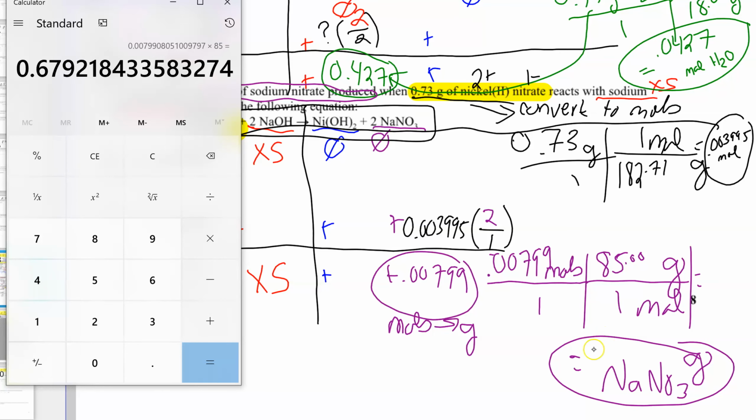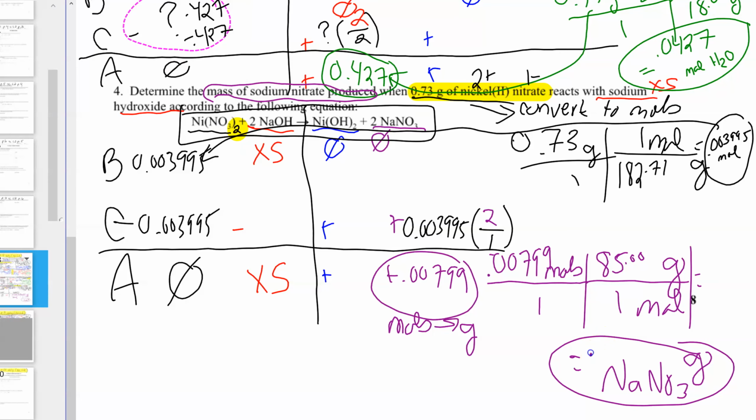Take that number in your calculator, times 85, and we're going to get 0.67921. Last part is look for sig figs. There's only 2 sig figs in the original problem, so let's round that. This will actually be 0.68 grams of my sodium nitrate.